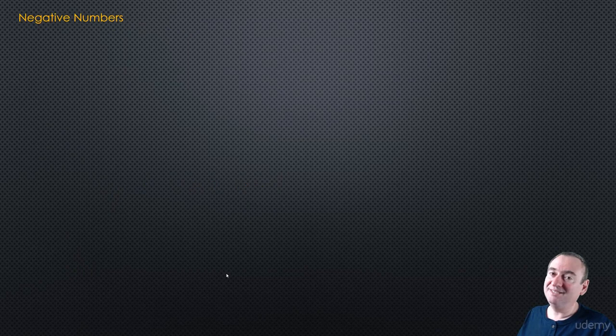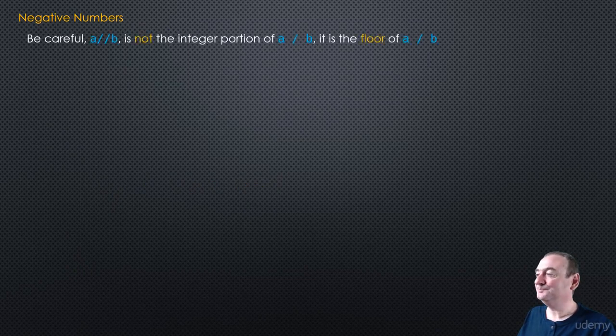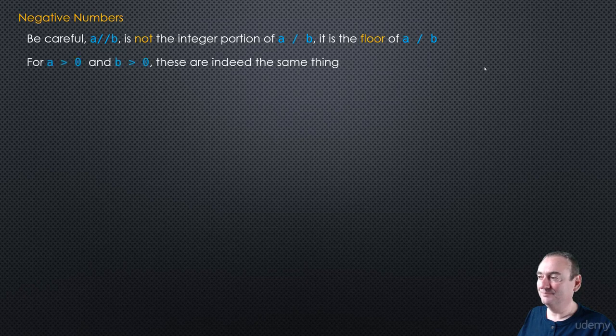So now let's deal with negative numbers. This is where things get a little crazy. So again, I want to reiterate, a div b is not the integer portion of a divided by b. It is not the truncation of a divided by b. It is the floor of a divided by b. Now, if a and b are both greater than 0, then yeah, it is the same thing. But not when we're dealing with negative numbers.